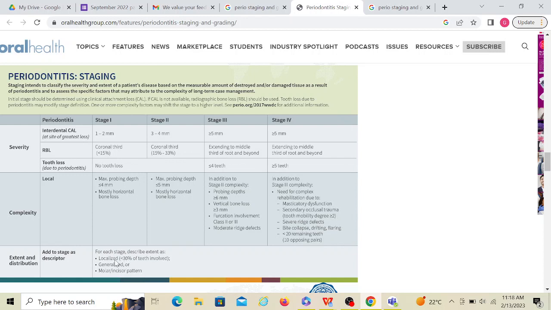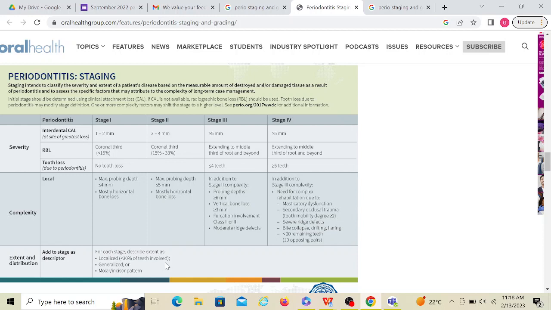Now localized according to this is less than 30% of the teeth involved. See, in general, we take the dentition as 32. Now, less than 30% of it means what? If I even take 30 teeth, 30 into 30% is what? 9. So, less than 9 teeth involved means it's localized. More than 9 teeth involved means it's generalized.